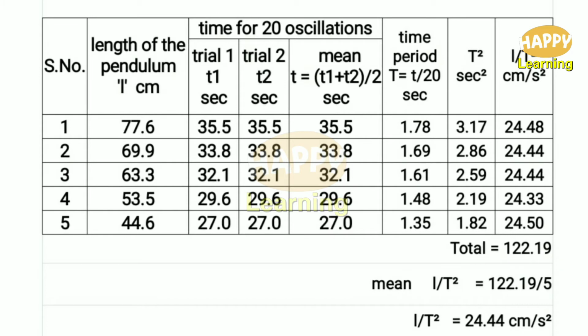Then the last column values of L by T square are added, and to get the mean value of L by T square, it is equal to the total 122.19 divided by 5, that is sum of the terms by number of terms. So finally we get L by T square as 24.44 centimeter per second square. So let us use this value of L by T square to find the acceleration due to gravity g.